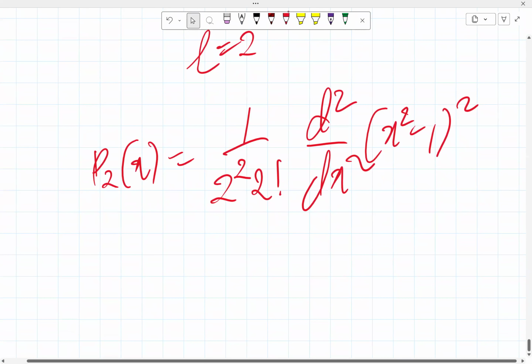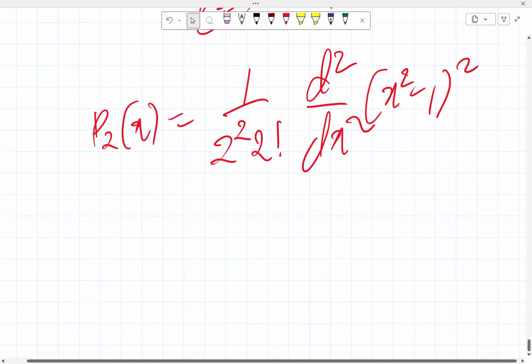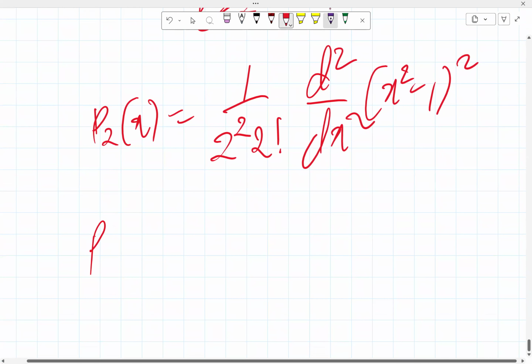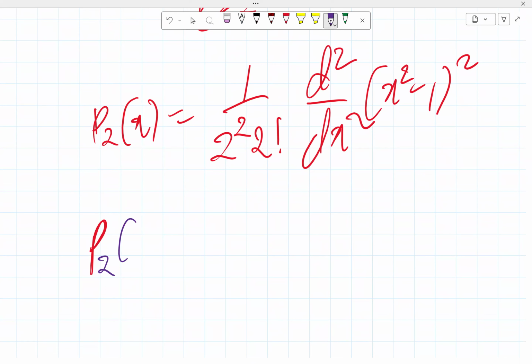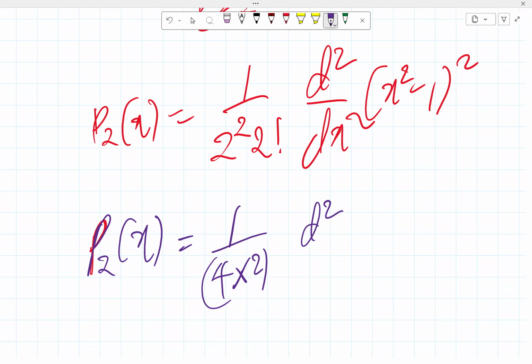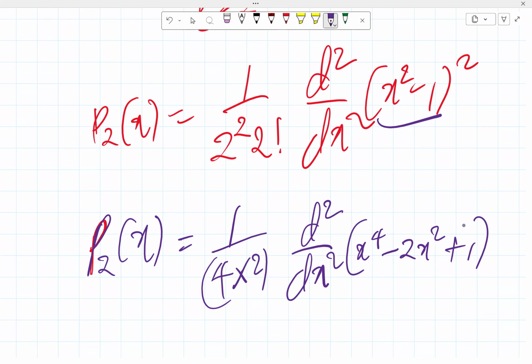So we can then tidy this up. P2 of x equals 1 over 2 squared, which is 4, and 2 factorial is 2. Then d squared/dx squared. We can expand this: x squared squared is x to the 4, minus 2 times x squared times 1, that's minus 2x squared, and minus 1 times minus 1 is plus 1.